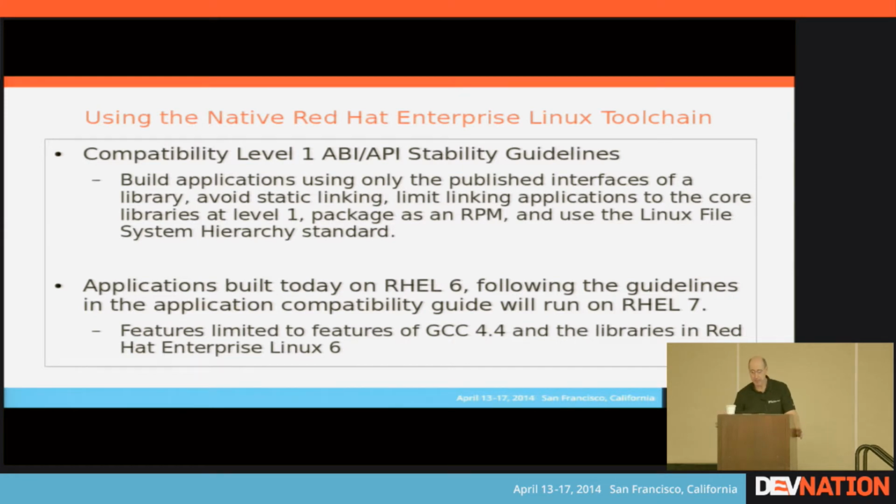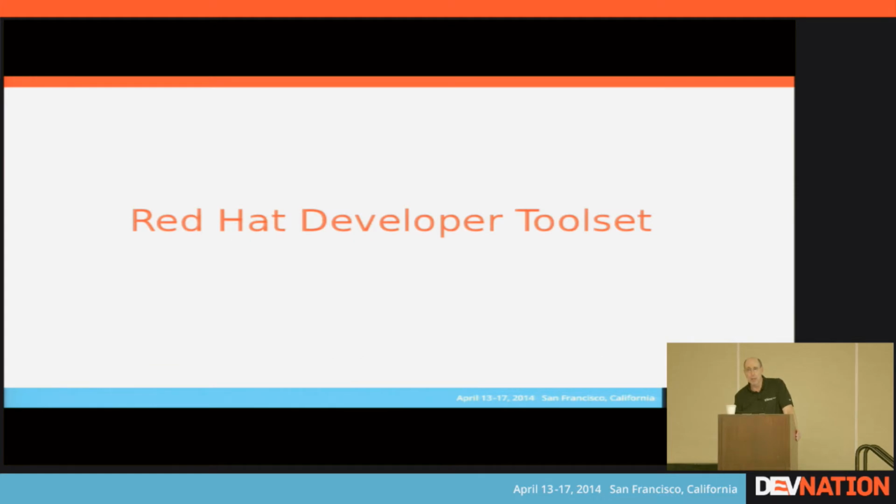Obviously, you're limited to the features in GCC 4.4, which is the version of GCC and the library supported on Red Hat Enterprise Linux 6. But to run on the multiple versions, you need to use the dynamic libraries that are available in that RHEL release. So if you want to take advantage of more of the later tools, beyond those that are available in base RHEL, we have the Red Hat Developer Toolset.